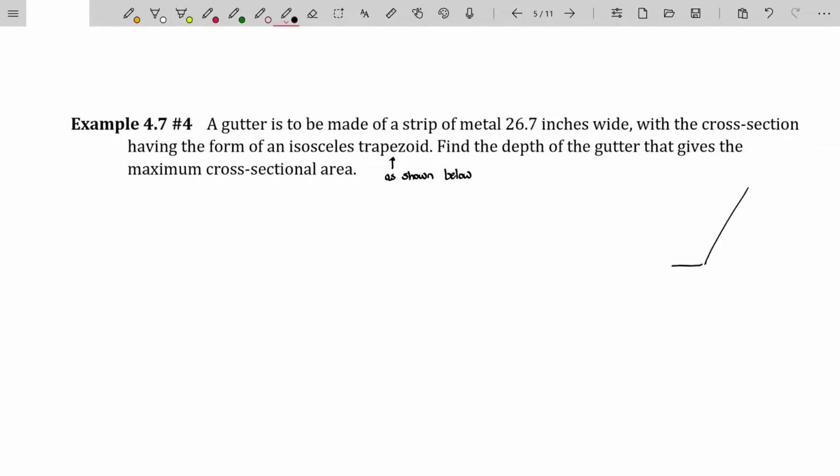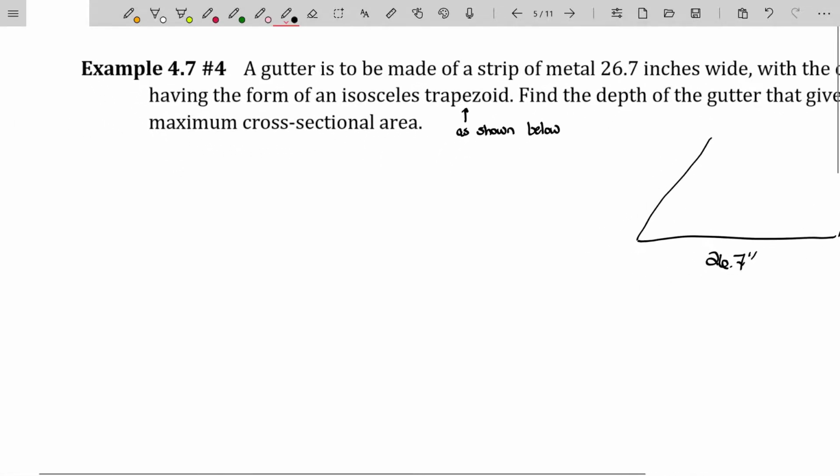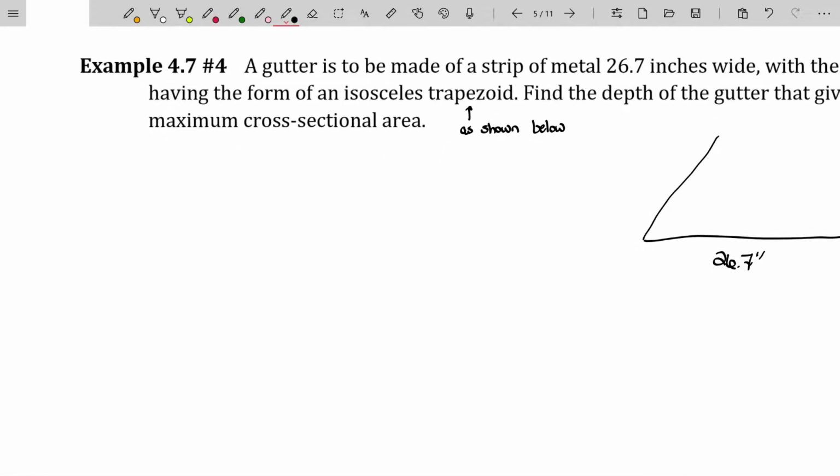So we have a sheet of metal here. It's 26.7 inches wide. And this is going to be used for, let's say, a rain gutter or something like that. Now, the isosceles trapezoid that they're talking about is more than just an isosceles trapezoid. It's not only isosceles, which basically means that these side lengths are the same, but it's a trapezoid where the bottom length is also the same as those sides. That's not technically the definition of an isosceles trapezoid, but that's the extra assumption we're going to make.